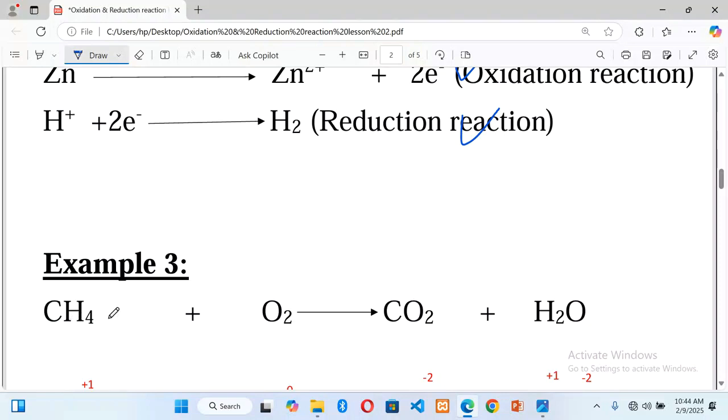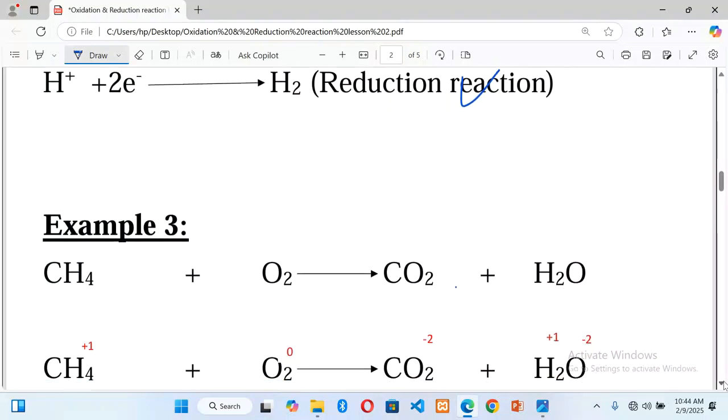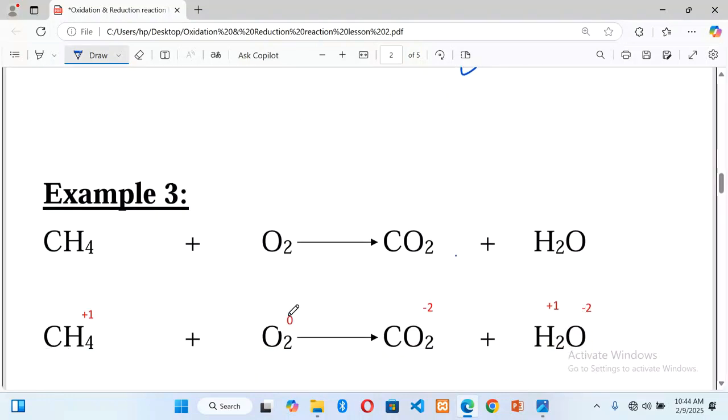So we have methane reacting with oxygen to produce carbon dioxide gas and water. Still we want to find out which one is an oxidizing agent, which one is a reducing agent, which one has been oxidized and which one has been reduced. So here we can first look for a free element, and we have oxygen. So oxygen will have an oxidation number of 0. Then for hydrogen, we said its oxidation number is positive 1.